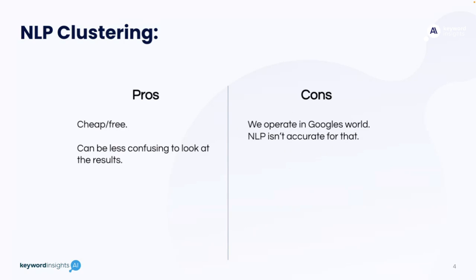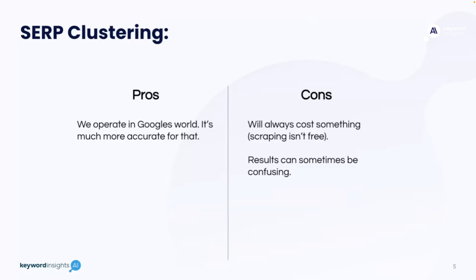And NLP doesn't understand a search engine. It's just using language for it. So there's a big con there. SERP clustering, well, the biggest pro is that we operate in Google's world. So if you're optimizing for search engines, that is what the algorithm you probably want to be using.